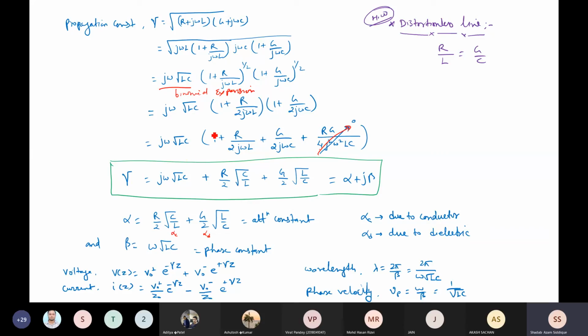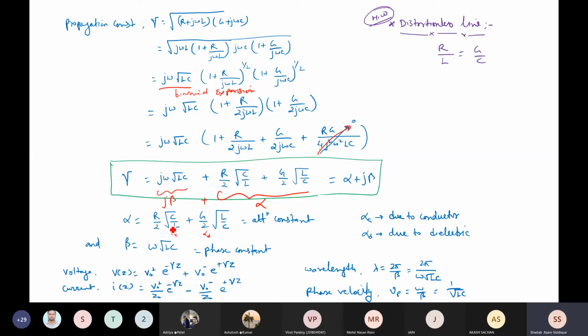Multiply j omega root under LC with both the terms. So we get gamma is equal to j omega root under LC plus r by 2, and j omega gets cancelled. Root under LC divided by L becomes root under C by L, and this becomes g by 2 root under L by C. So this is the value we are getting here, and this can be written as alpha plus j beta. This is the value for alpha, and this is the value for beta.